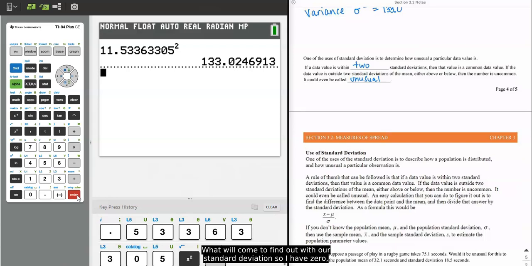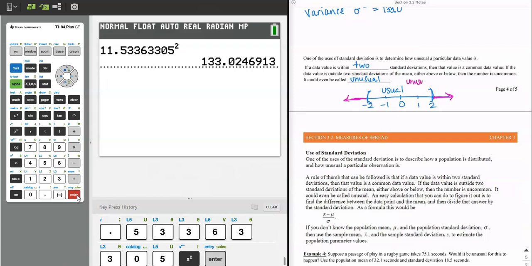So what we'll come to find out with our standard deviation, so I have 0, I have 1, -1, -2, and 2. So anything within this region here, I guess I should put a bracket there because we do include the -2. This is usual. And so anything outside this, anything this way, anything in the pink and this way, we call unusual.